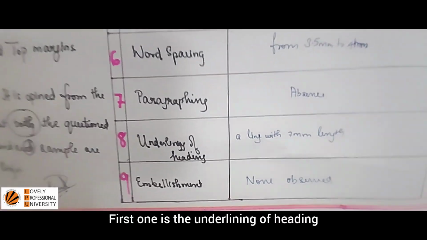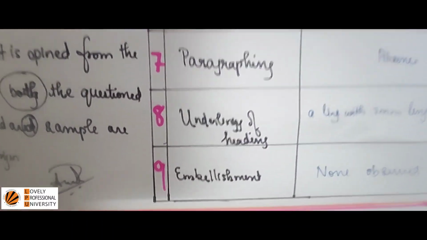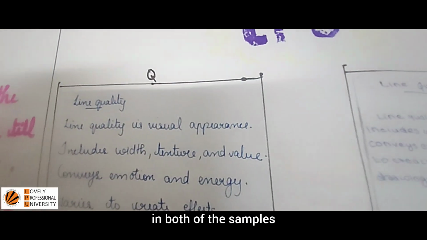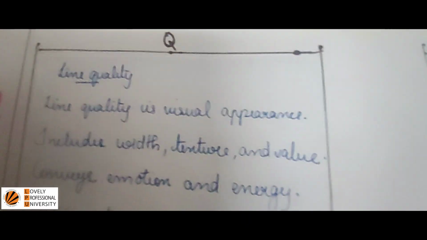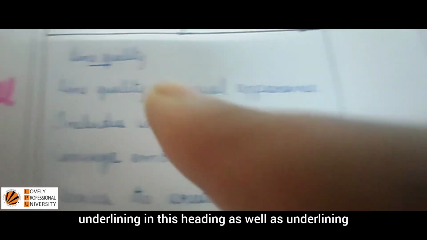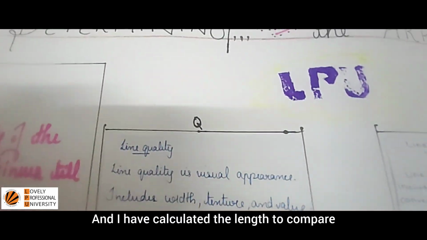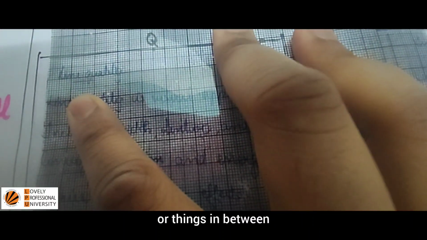Then we are left with two more. The first one is the underlining of the heading, and the last one is embellishment. Underlining of heading: as you can see, there is underlining in both samples, S and Q, in this heading as well as in this heading. I have calculated the length to compare the two headings, to see if there is any similarity between them.